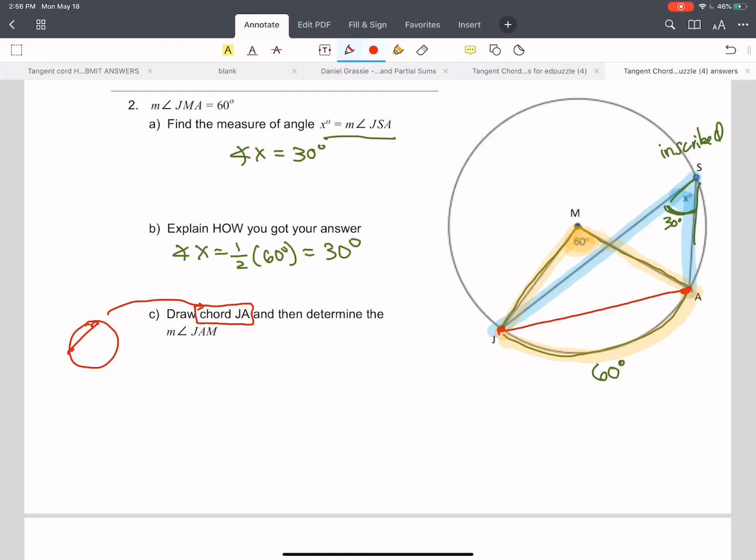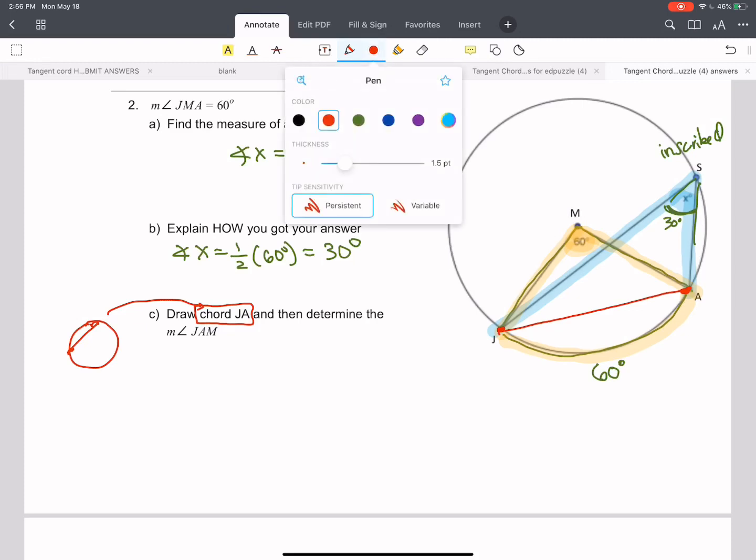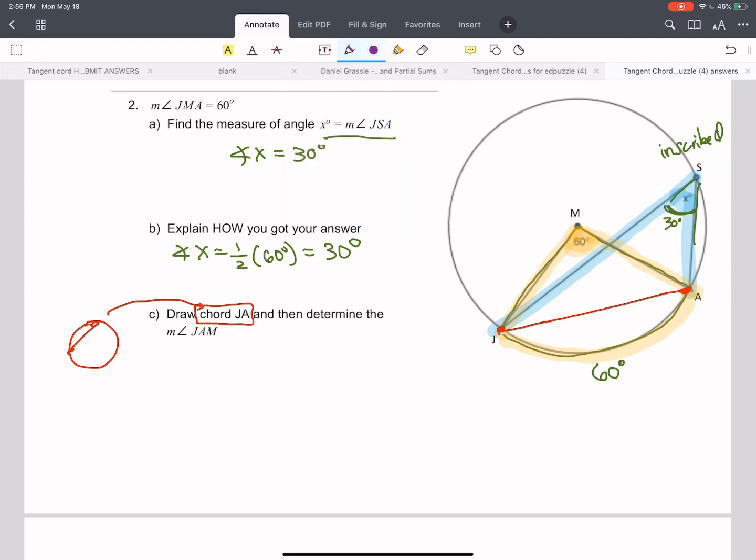Now they're asking you to find the measure of angle JAM. This angle. So you might be like, what? How am I going to get that angle? Do I have to extend this or something like that? I mean, you could, but you don't really have to. You might have to go back to what you know about triangles.